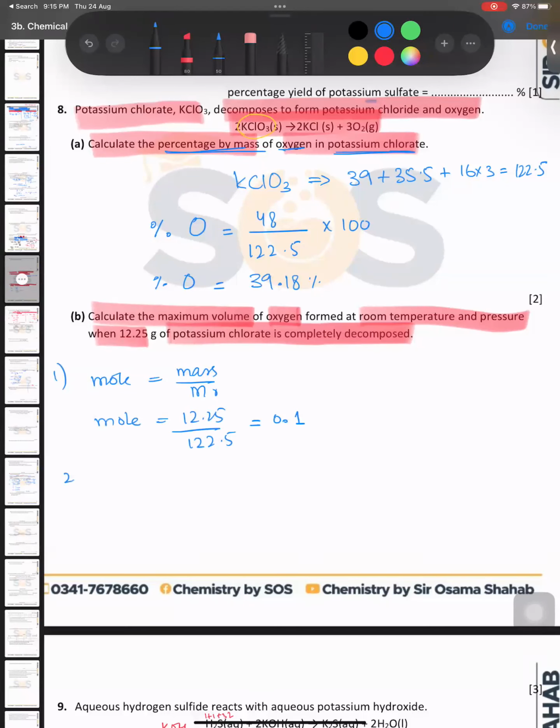Bachon, in the second step we have to apply the relation. As we have the moles of KClO3 and we need to find out the volume of oxygen. So given and required, right? The relation according to the equation is 2:3. And what we want is the oxygen moles. So just check it, bachon, what answer should come? I think 0.15 should come. Yes. Moles of oxygen is 0.15 moles.